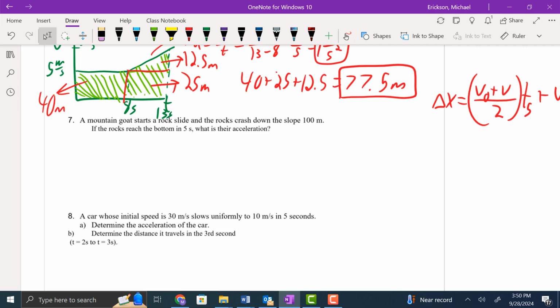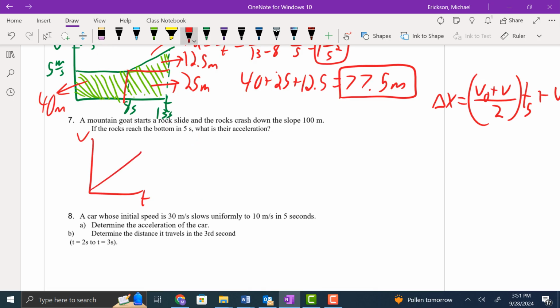All right, mountain goat starts a rock slide and the rocks crash down the slope 100 meters. If the rocks reach the bottom in 5 seconds, what is their acceleration? So, I'll draw the VT graph really quick. Now, I'm going to assume this is a case where some people see down and say that's negative. And there's a way we can solve this problem where we go into the negative and try to solve it that way. But my suggestion is we're still in one direction. Just make everything positive as much as possible.